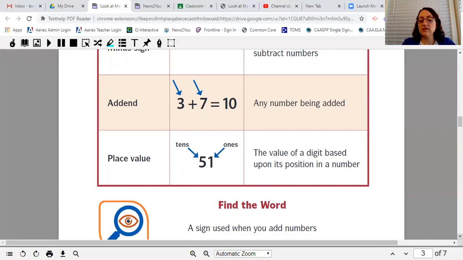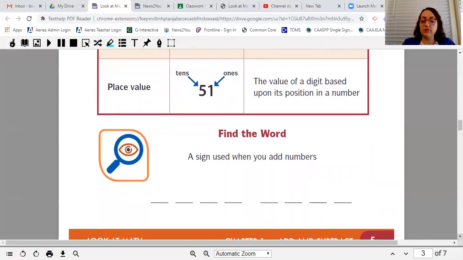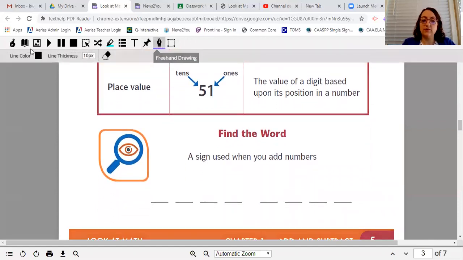So we need to find a sign you use when you add numbers. And that, if you guys go up to your top, will be our plus sign.